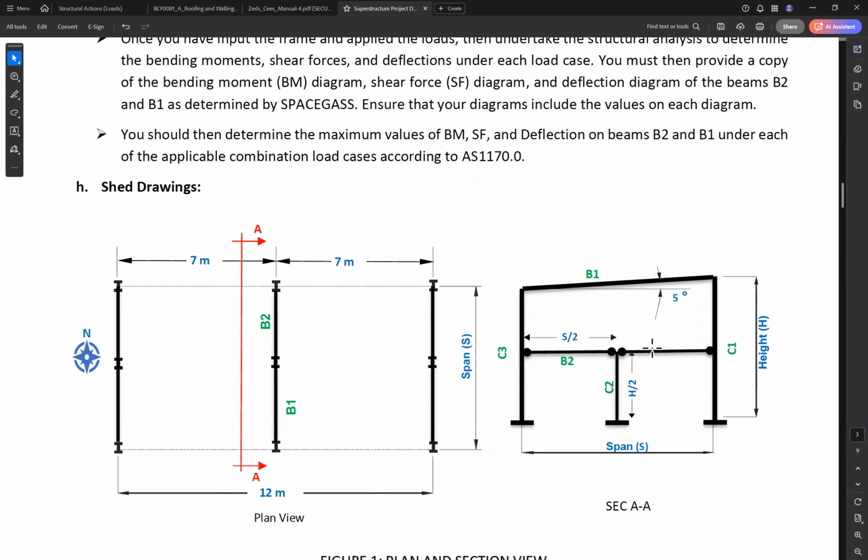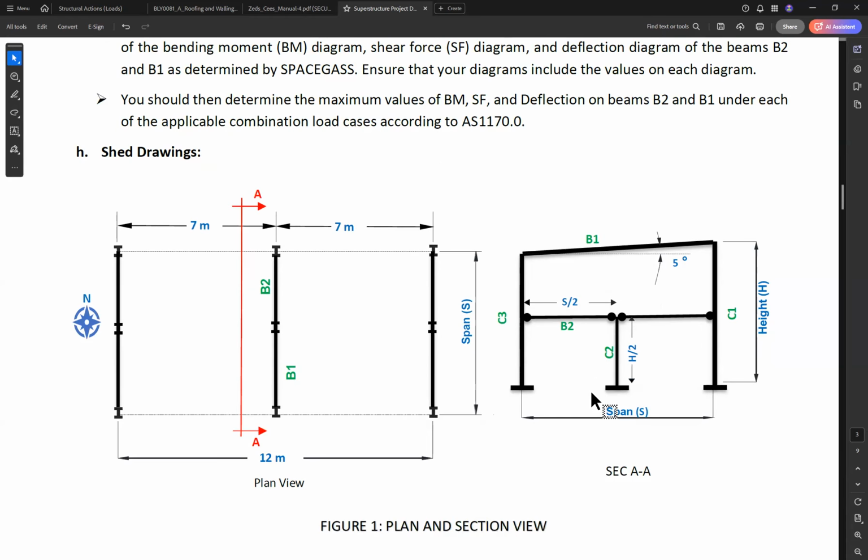So this is how the shed looks like. We have one frame, two frames, three frames. This is the frame elevation. The short column is half of the long column. The roof pitch is 5 degrees. This beam B2 is S over 2, half of the total span. So our focus will be on beam B1, column C1, beam B2, and column C2. We are not designing all of them, but we will calculate the load for B1 and C1 only, and we will design B2 and C2.